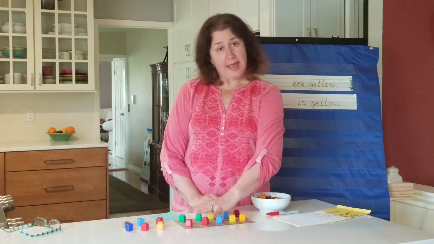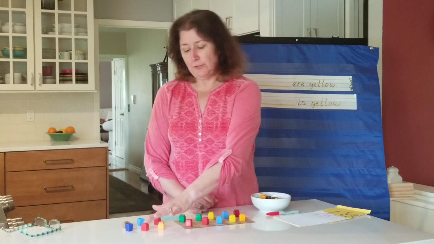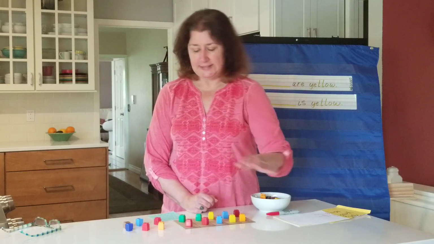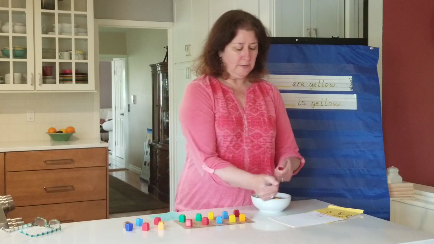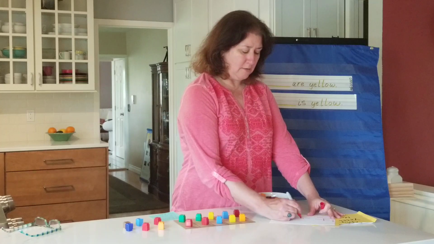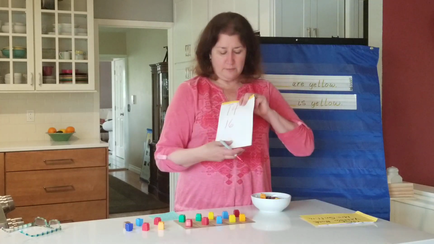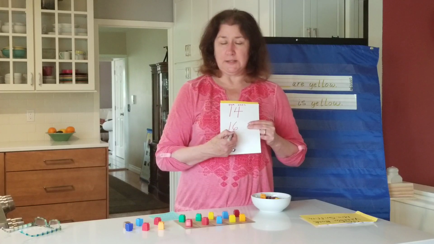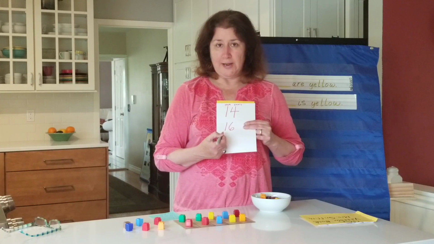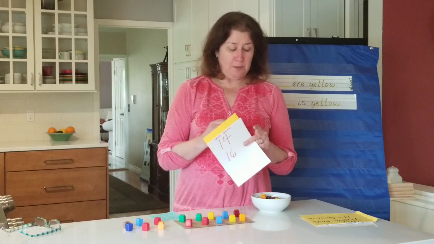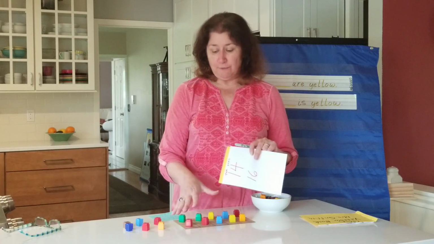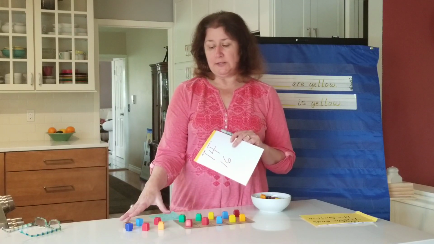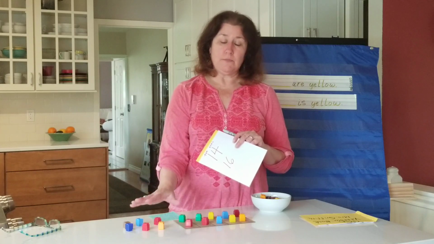So I've got 10 here, 10, 11, 12, 13, 14, 15, 16. Okay? Writing the number 16. The number 16 is 1 10 and 6 loose ones. All right? So you're going to be building with 10 frames and extras.